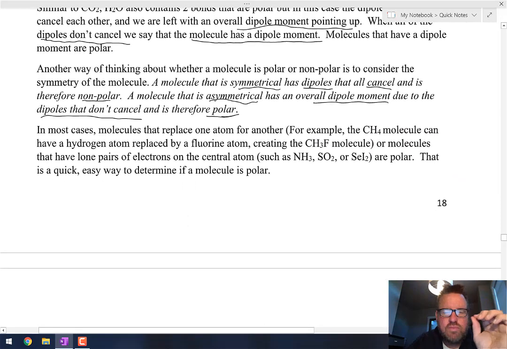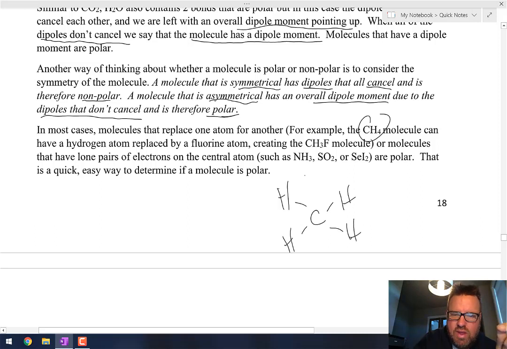So how do you know whether it's polar or nonpolar? The number one thing is you have to draw the Lewis electron dot diagram. When you draw the Lewis electron dot diagram, that will show you whether it is symmetrical or asymmetrical. If you take CH4, for example, CH4 is a tetrahedral shape, and all four of those bonds are equal in their electronegativity and their polarity, and therefore that is a nonpolar molecule. That is a perfectly symmetrical molecule.